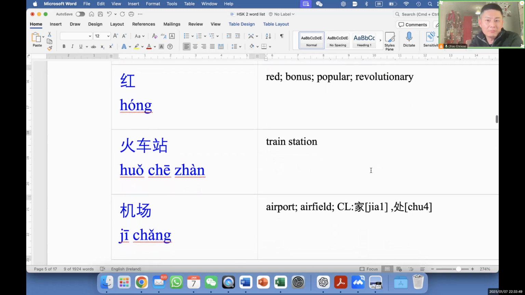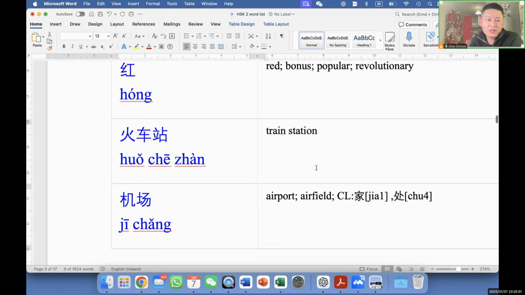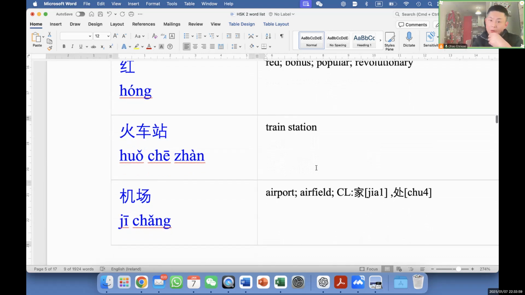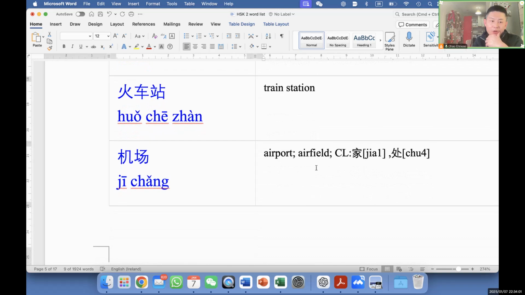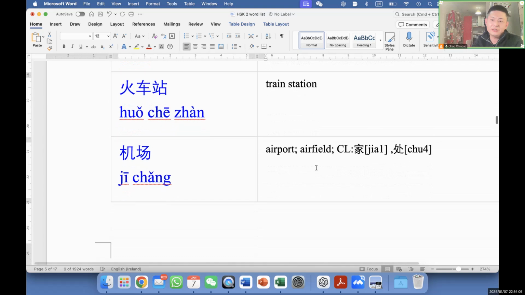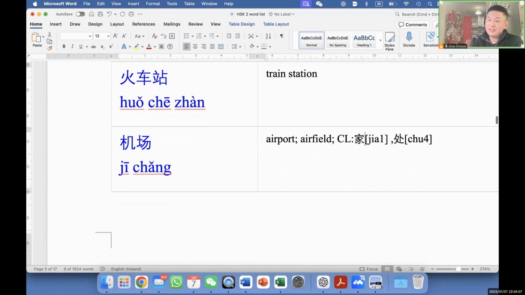Now, 火车站, fire vehicle stand, and 站 means station. So no problem. 机场 airport, 场 is a field. 机 is short for 飞机. We have another 家, a home of airport. So 家 can be used to mean a lot of public places.